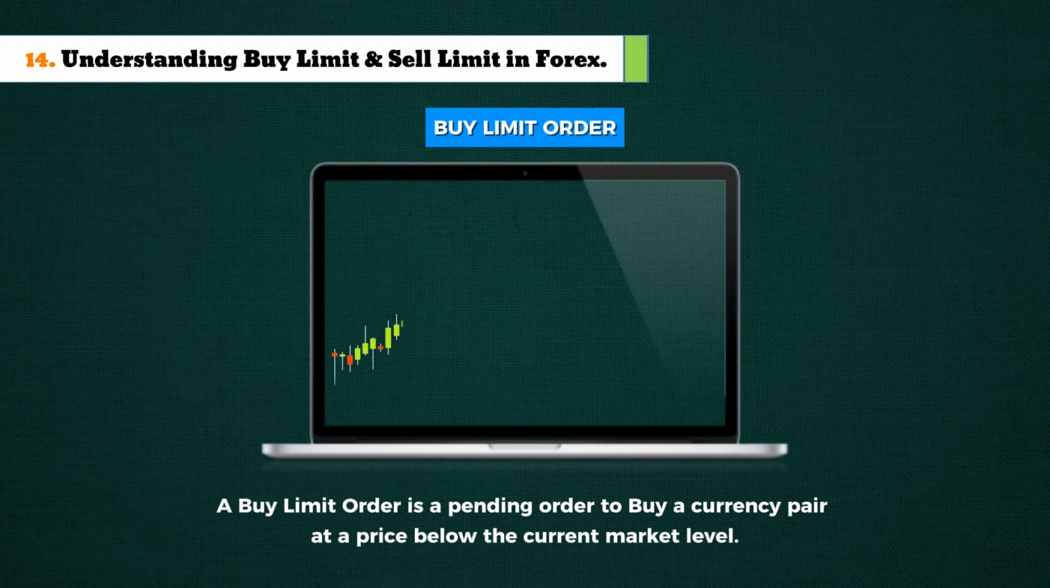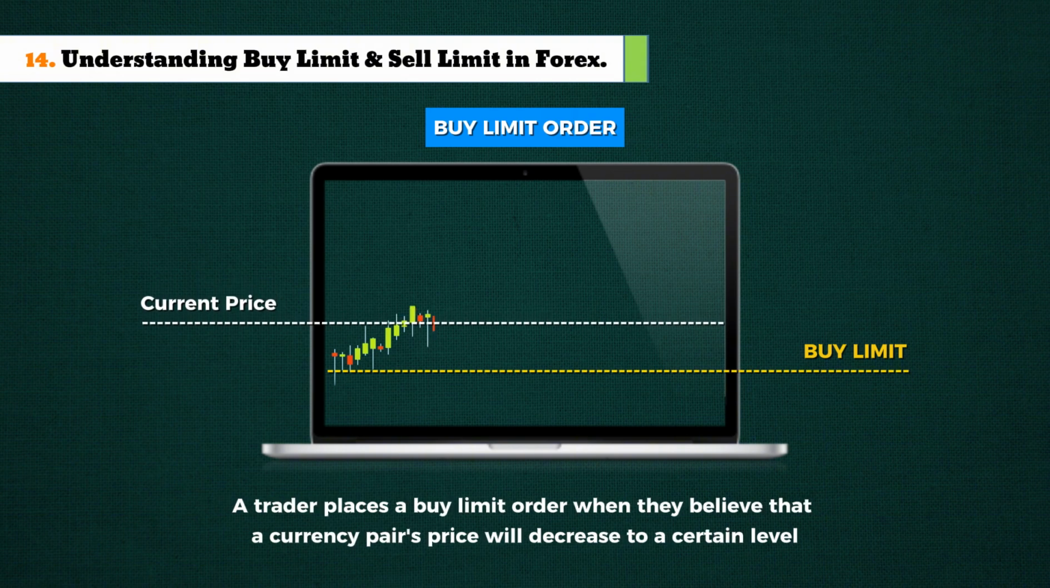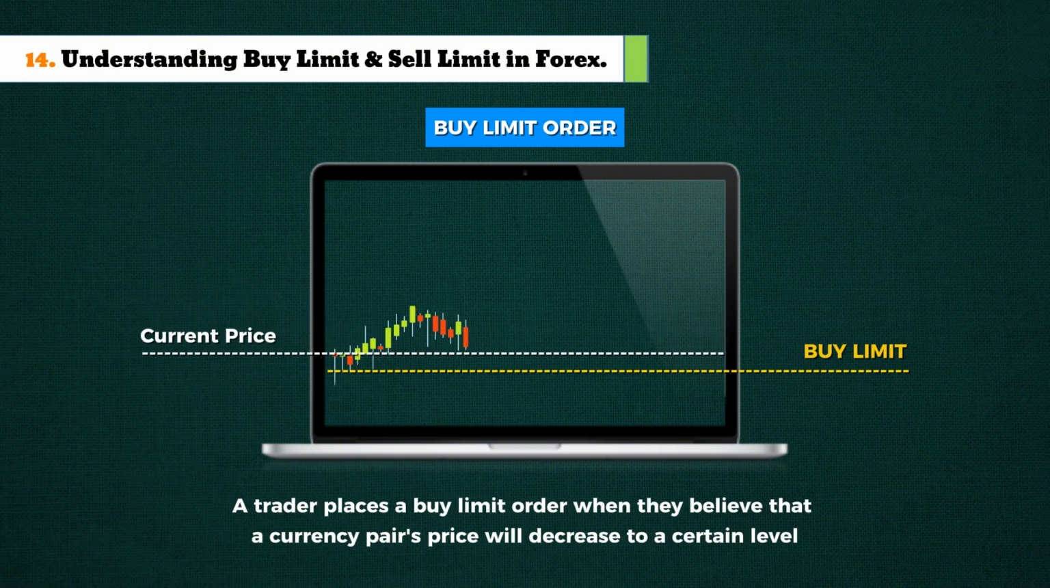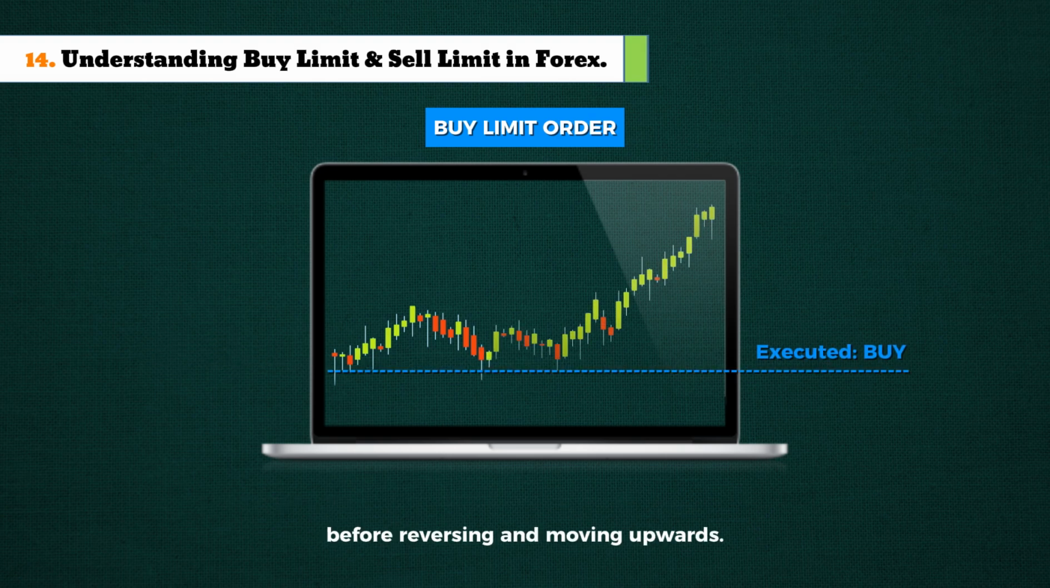A buy limit order is a pending order to buy a currency pair at a price below the current market level. A trader places a buy limit order when they believe that a currency pair's price will decrease to a certain level before reversing and moving upwards. The trade is triggered only if the price drops to that specified level.